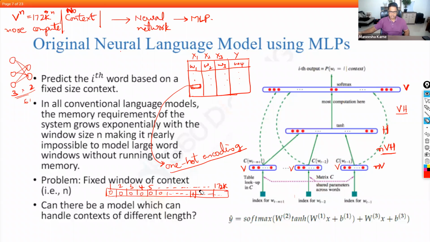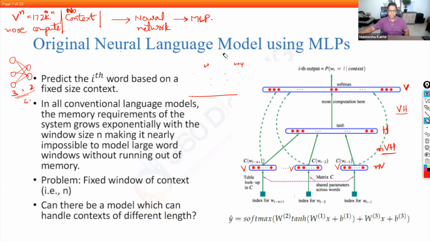Okay, so I'll just erase this because you understood the one hot encoding part. It's erasing to ensure that there is less of this kind of scribbling on the screen.